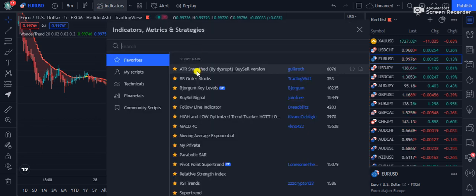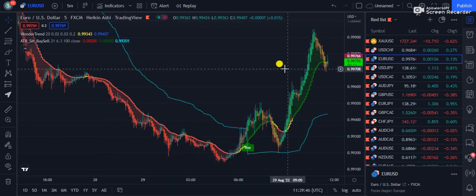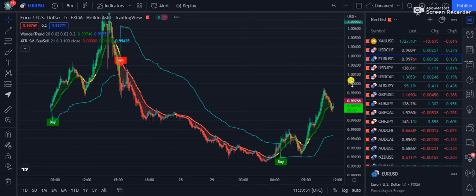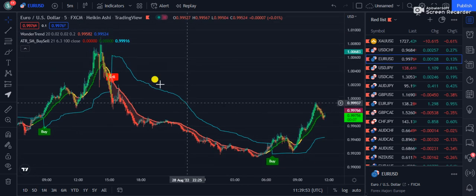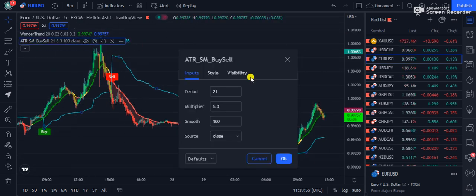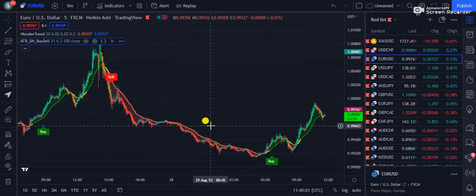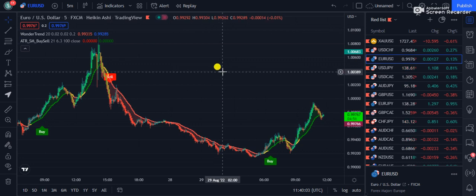The second indicator that we will be using in this video is the ATR Smoothed by Disrupt by Sell Version by Give Growth. Okay, and you can see 6076, a good number of traders are using this trading strategy, right? Okay, so I want to fix things a little bit on the ATR. So I'm going into the ATR settings, to the style option, and I'm going to uncheck the ATR line. I just want only buy and sell signals from this indicator.